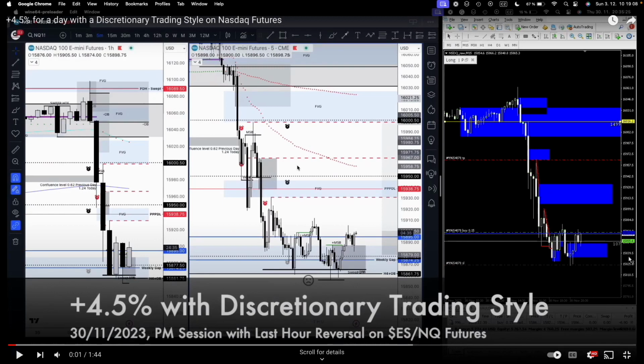Funny thing was that on a Friday night, I think it was the PM session, there was a last hour reversal on ES and the Nasdaq. The S&P and its structure, I will show you later, was much more bullish than the Nasdaq. And in this trade, the S&P 500 really saved my day, especially this trade.